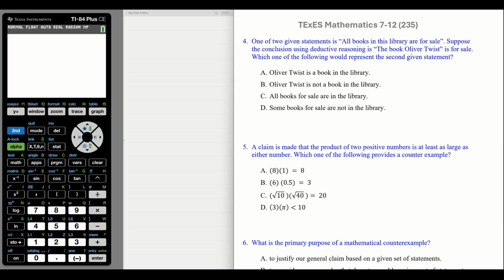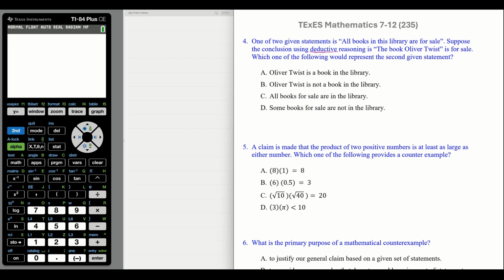Number 4. One of 2 given statements is: all books in the library are for sale. Suppose the conclusion using deductive reasoning is the book Oliver Twist is for sale. Which one of the following would represent the second given statement?